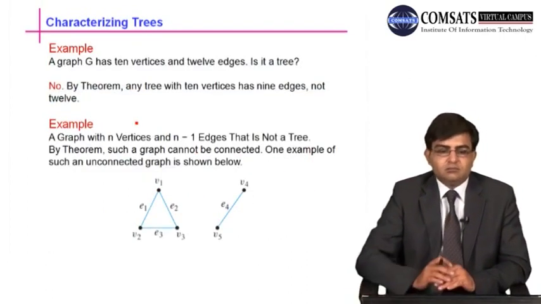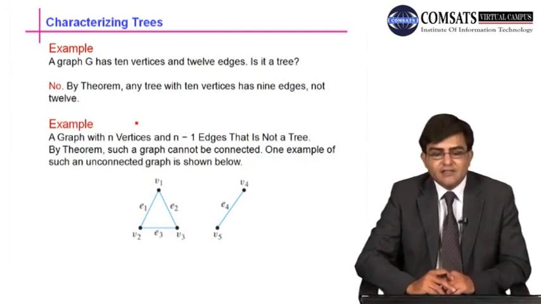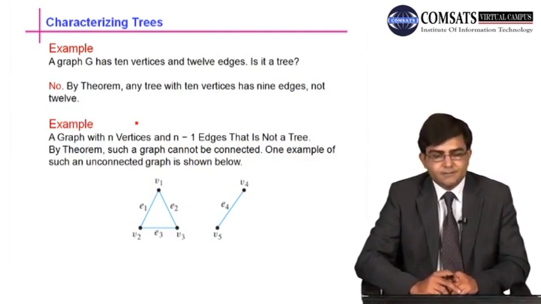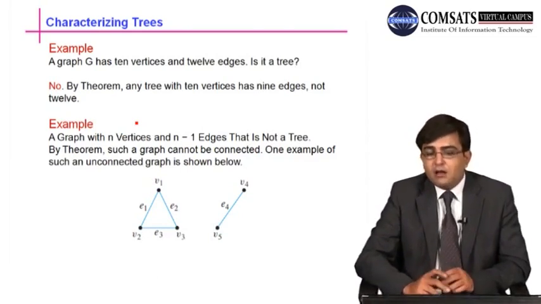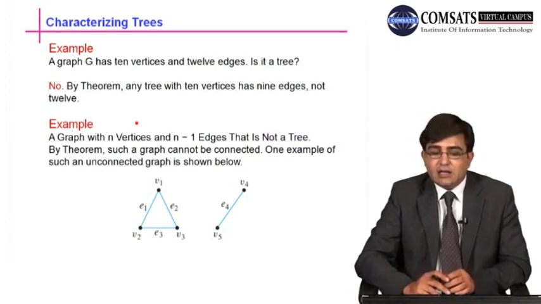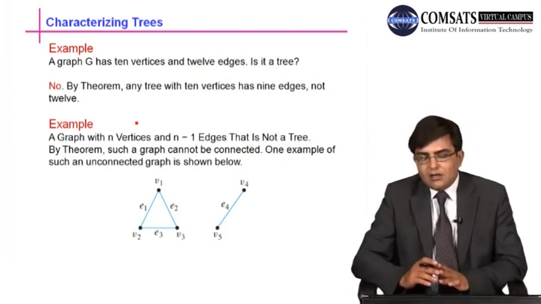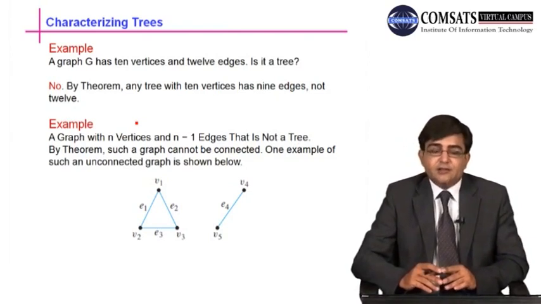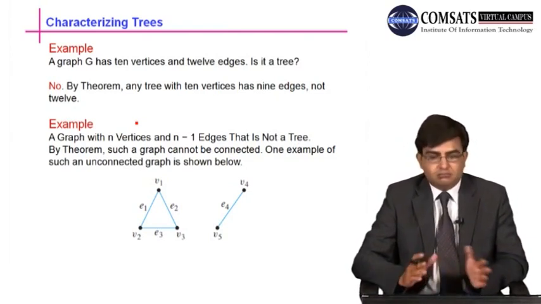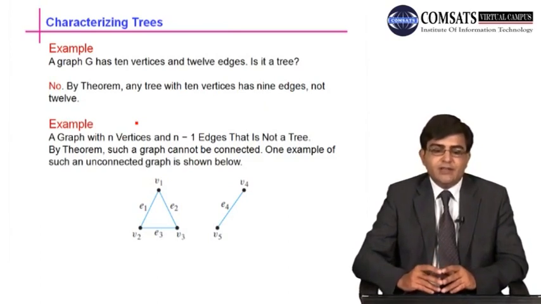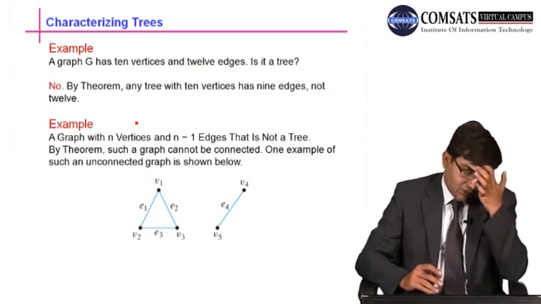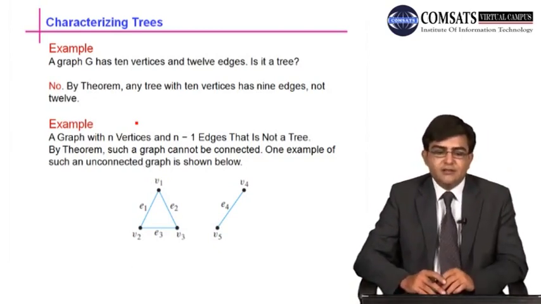Now an example: a graph G has 10 vertices and 12 edges. Is it a tree? By using the theorem, a graph which has n vertices and n minus 1 edges, and is also connected, will be a tree. No. The answer to this example is no. By theorem, any tree with 10 vertices has 9 edges, not 12, so it's not a tree.